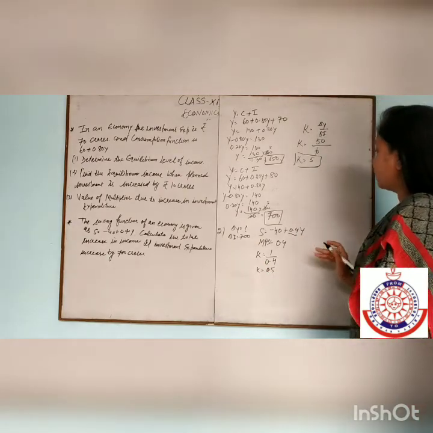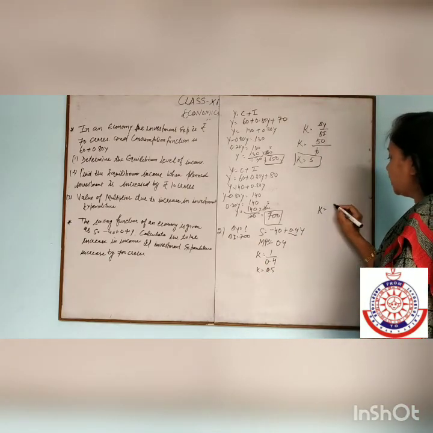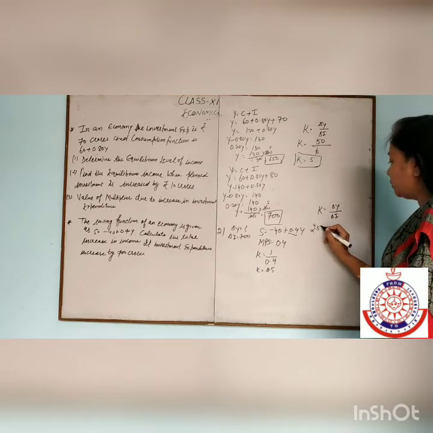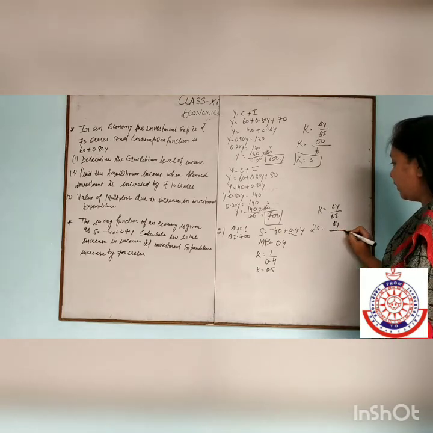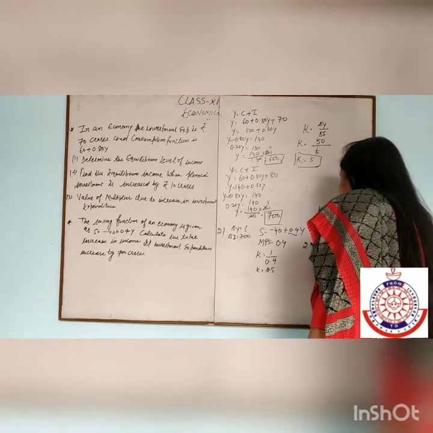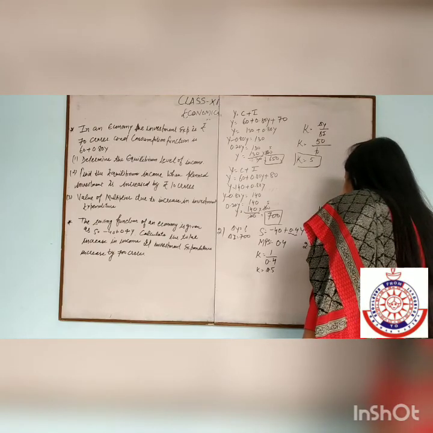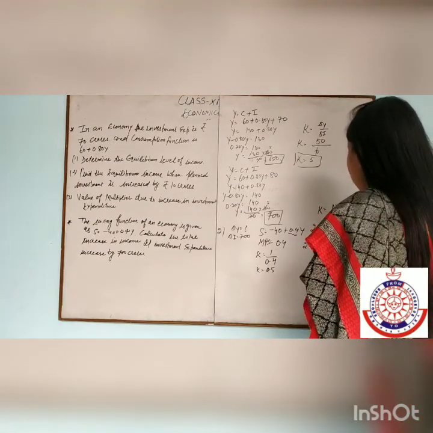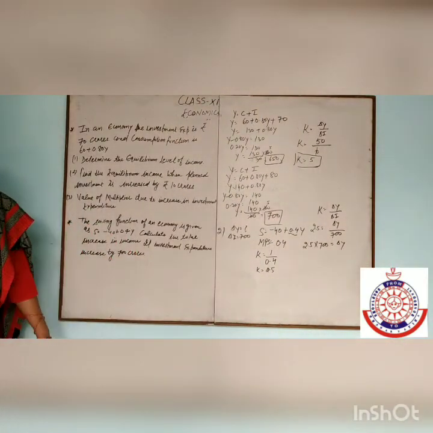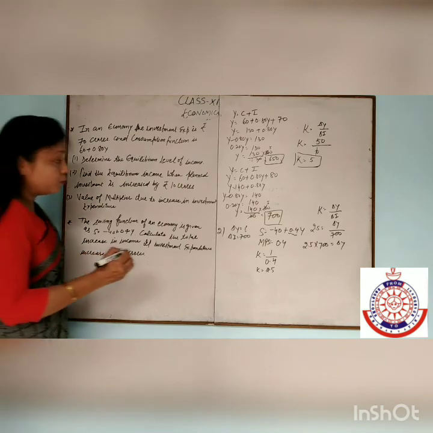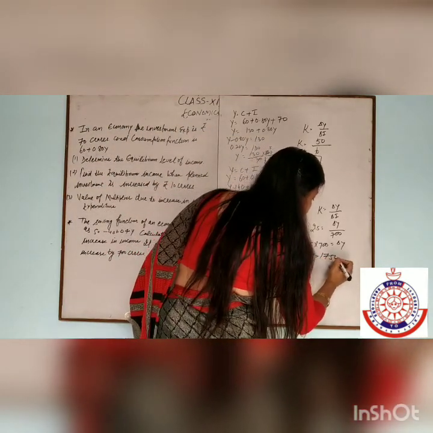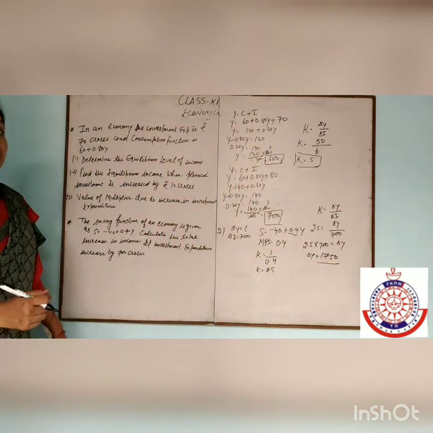If multiplier is equal to 2.5, then K is equal to change in Y upon change in I. Here 2.5 multiplier is given, change in income you find out, and investment is 700. It means 2.5 multiplied by 700, that is equal to change in income. And this change in income is equal to 1750. Change in income is equal to 1750. This is your answer.